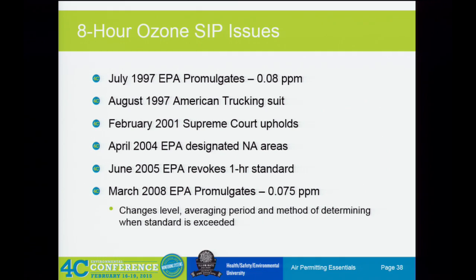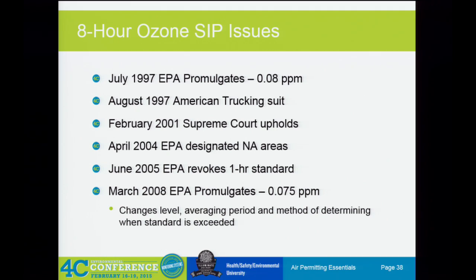There's nothing, science doesn't back this up. And in February of 2001, the Supreme Court upheld the 0.08 standard. So they decided, no, there is sound science for this standard, and we're going to uphold it. In April 2004, the EPA designated their non-attainment areas under that 8-hour ozone standard. In June 2005, the EPA revoked their 1-hour standard, so they had a separate 1-hour standard that they decided wasn't necessary to have. And then in March 2008, EPA promulgated their 0.075 standard, and that's the one that we're dealing with now.